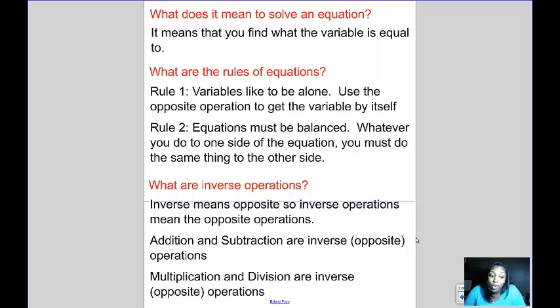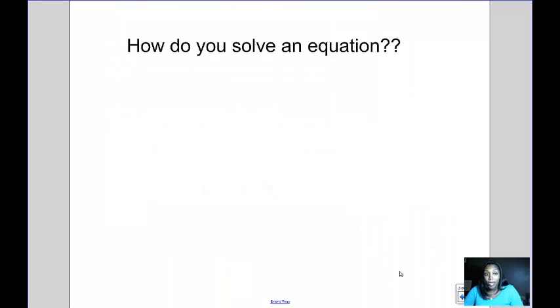What are inverse operations? Well, inverse actually means opposite. So inverse operations are opposite operations. We know addition and subtraction are inverse or opposite operations, and we know that multiplication and division are inverse or opposite operations. So how do you solve an equation?